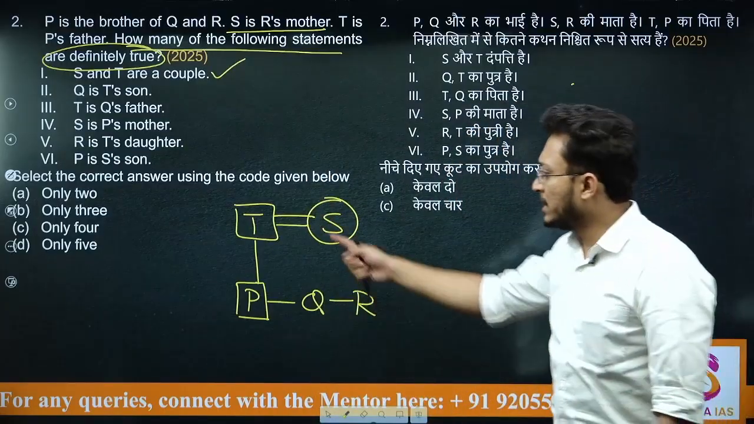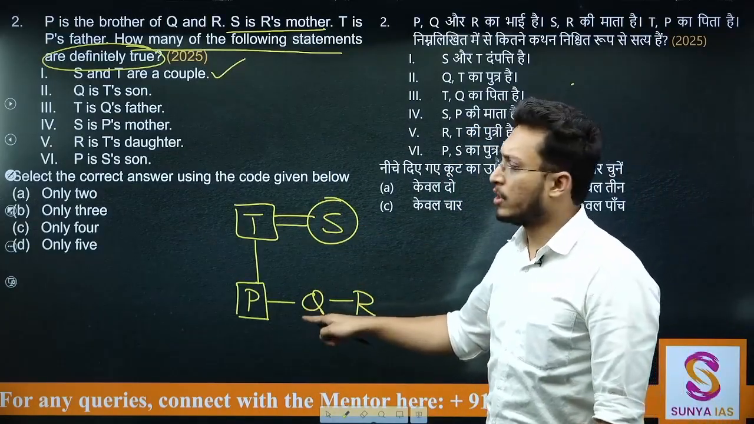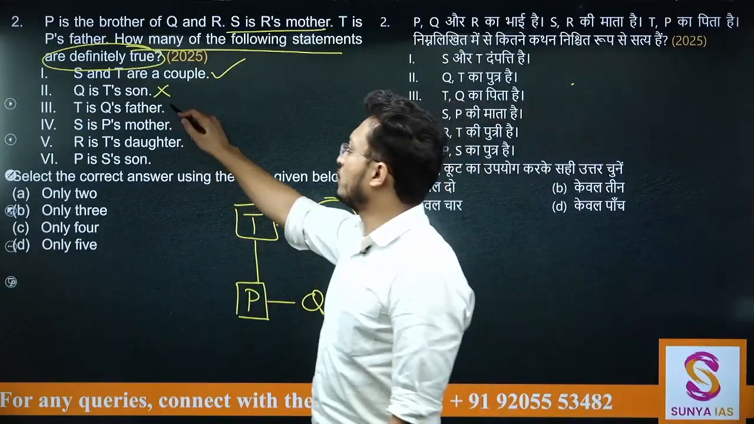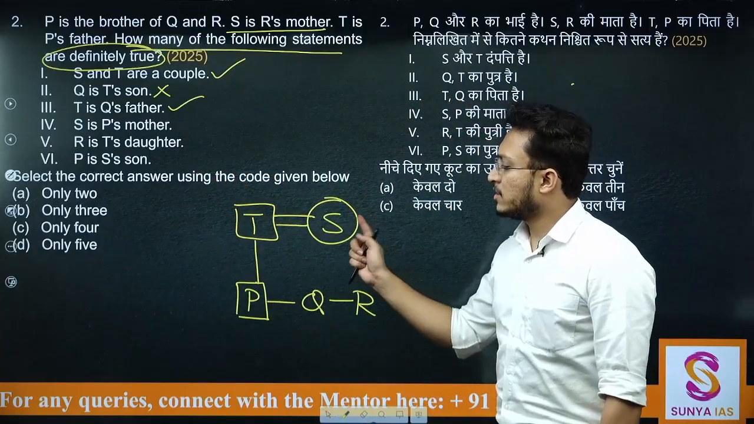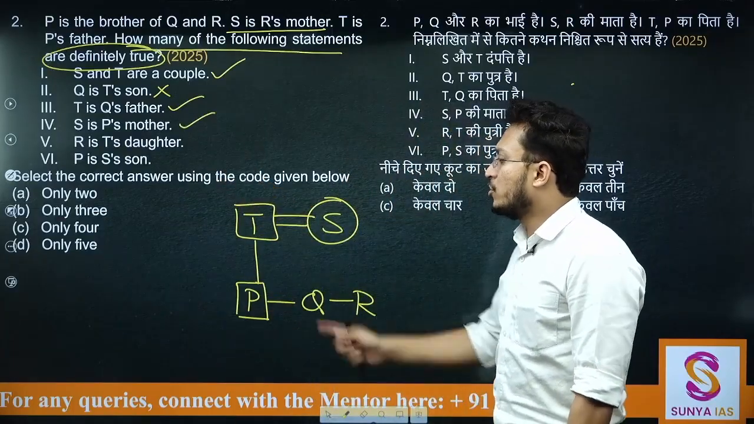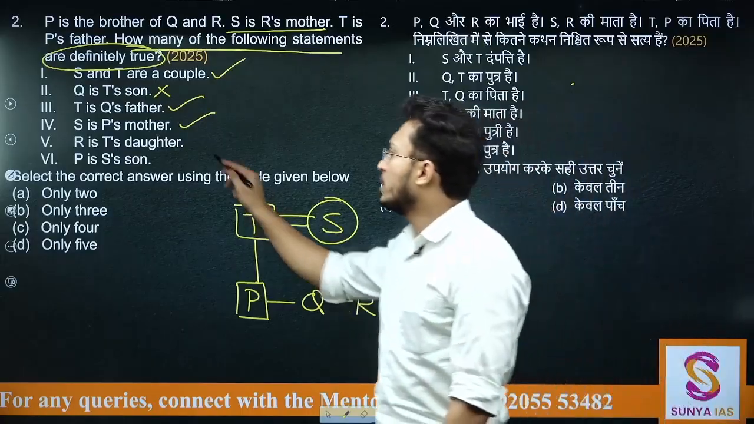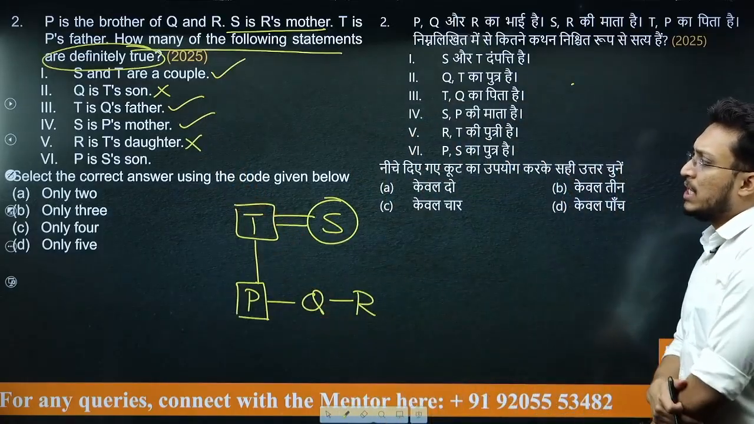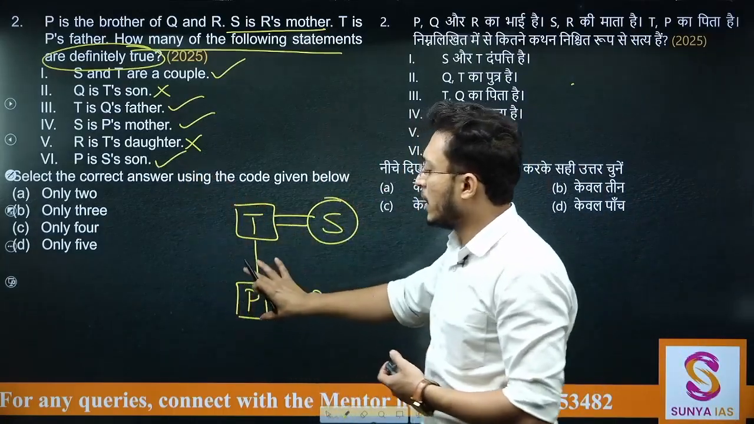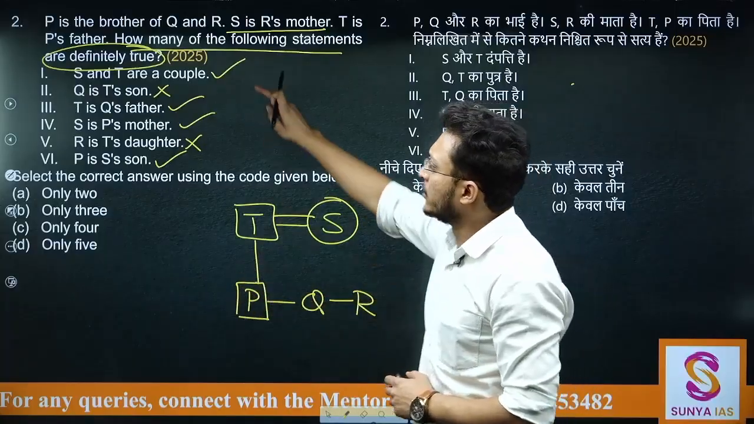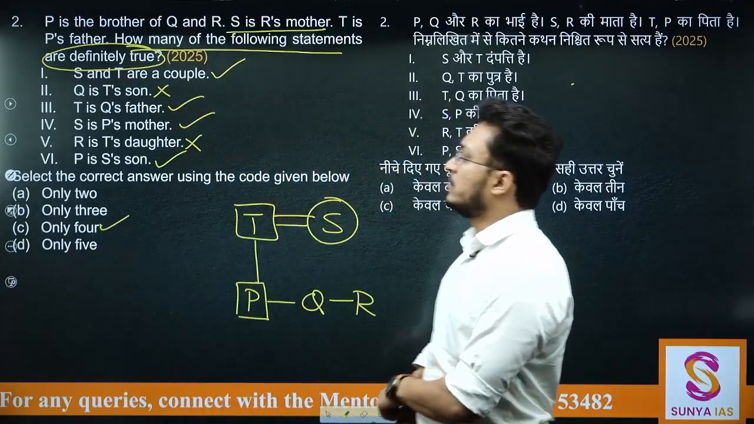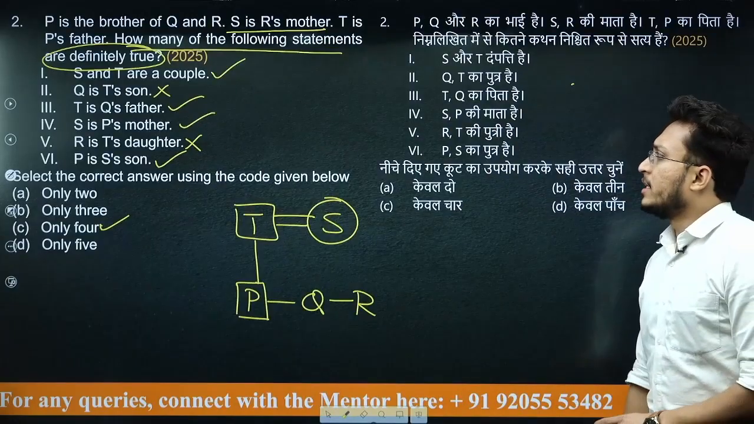Q is T's son, we don't know whether Q is the son or the daughter, so we cannot say this for sure. T is Q's father, yes, we can definitely say that. S is P's mother, yes, S is R's mother also, so S will be P's mother also. R is T's daughter, we don't know the gender of R, so we cannot answer this for sure. P is S's son, yes, for sure, because P was the brother, so P is a male here. So you have statements 1, 3, 4 and 6, a total of 4 statements that are definitely true here. Let's see the next one.